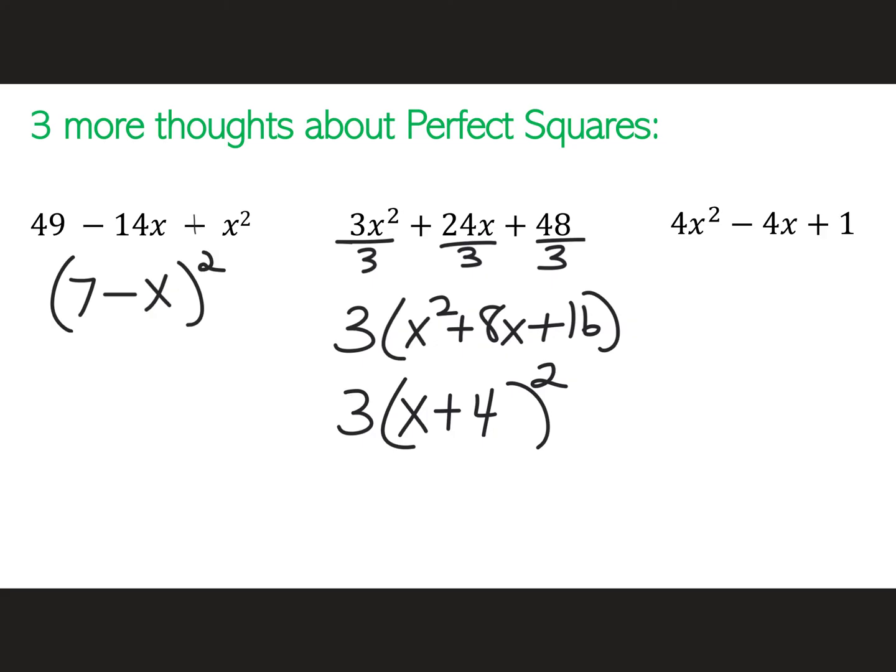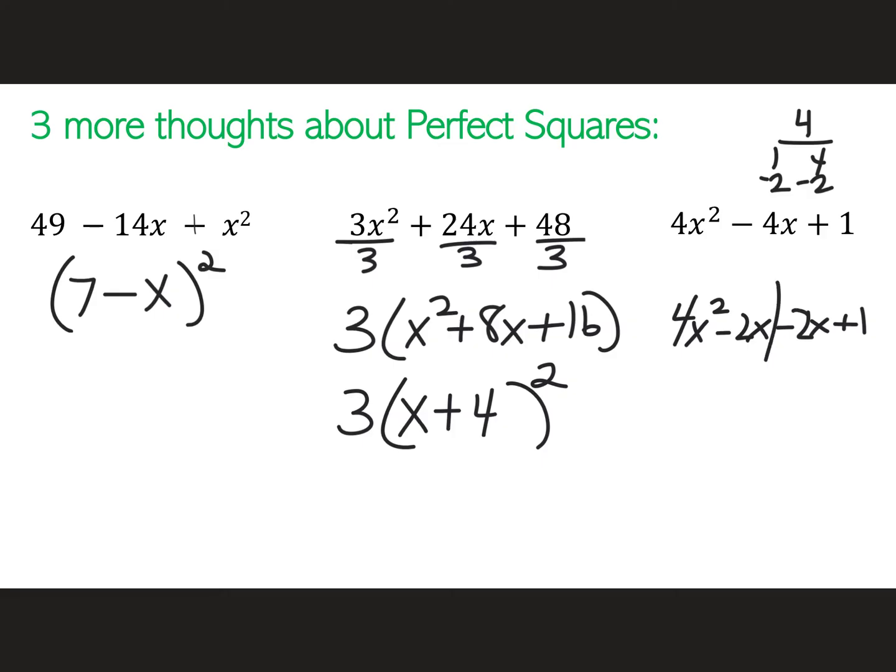If you forget how to do this shortcut, then just do it normal. Look at this and say, all right, I'm looking at the factors of 4 that add up to be negative 4. And so is that 1 and 4, 2 and 2? That's 2 and 2, and they're both negative. Alrighty, so I'm going to do grouping again. 4x squared minus 2x minus 2x plus 1.